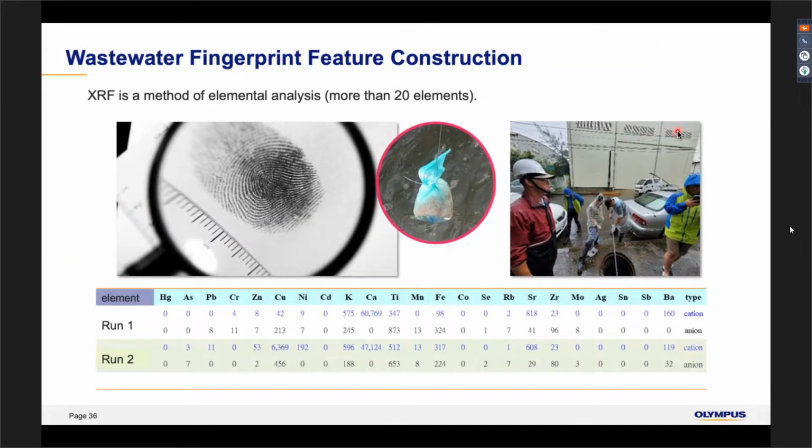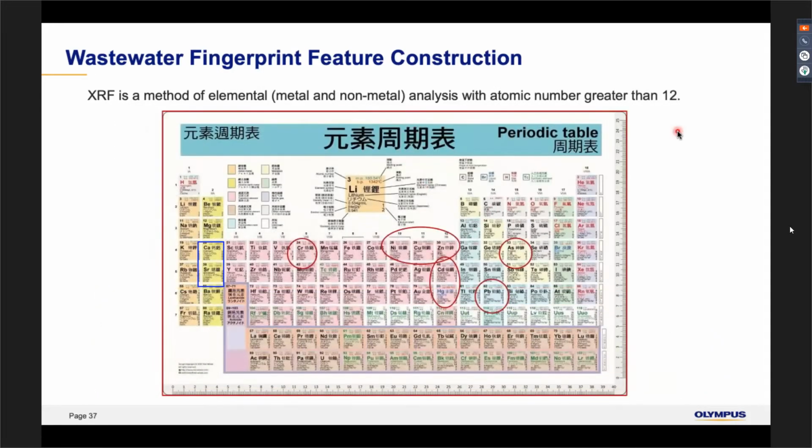Fingerprint feature construction. How can we use this new math technique to create a fingerprint for factory wastewater in an industrial park? Because XRF detection can simultaneously provide 15 to 20 elemental compositions in a sample, which provides a unique feature as a fingerprint of a specific factory.